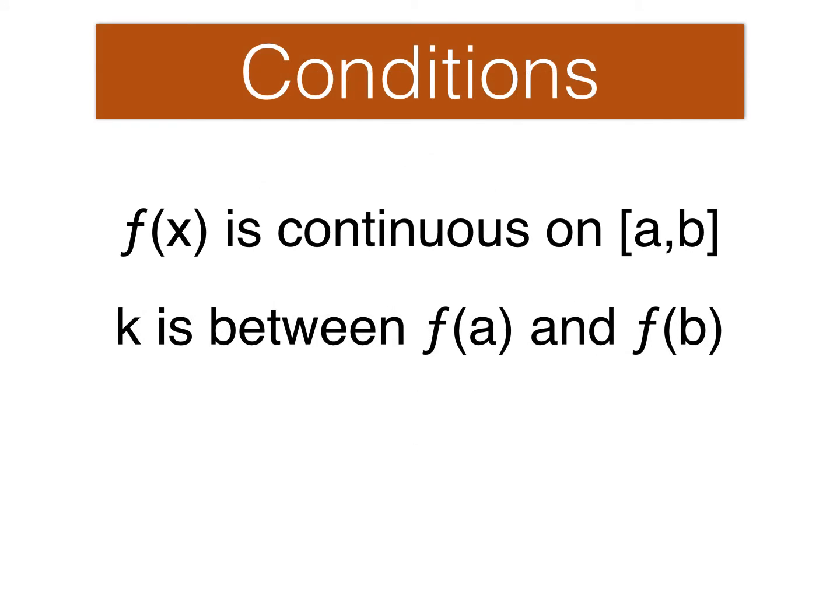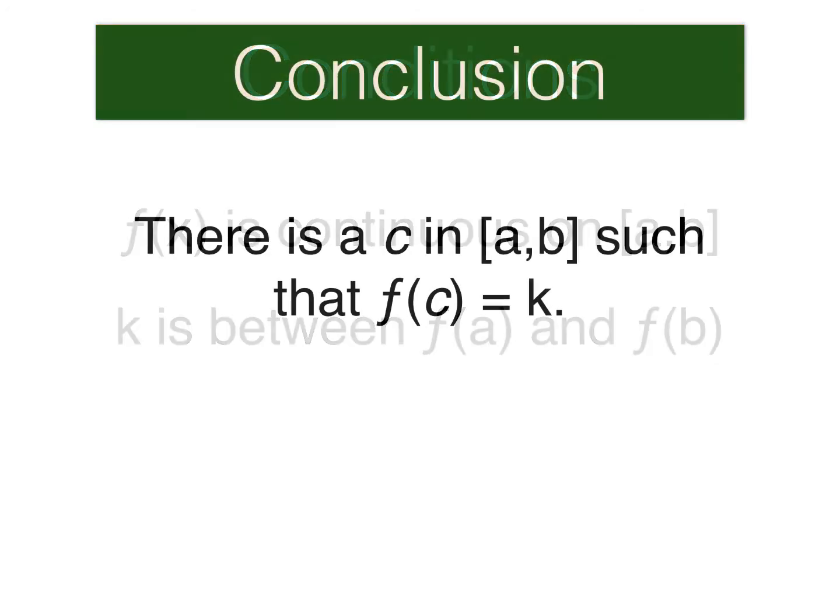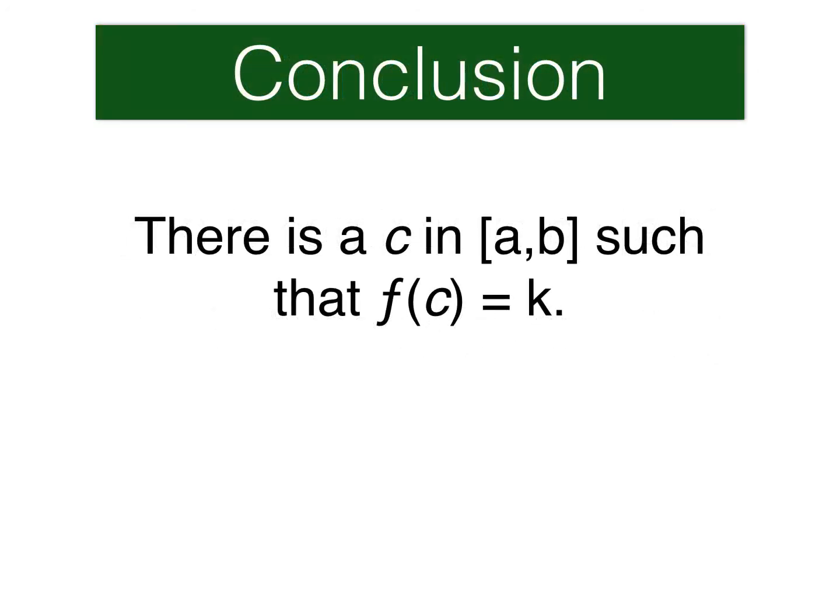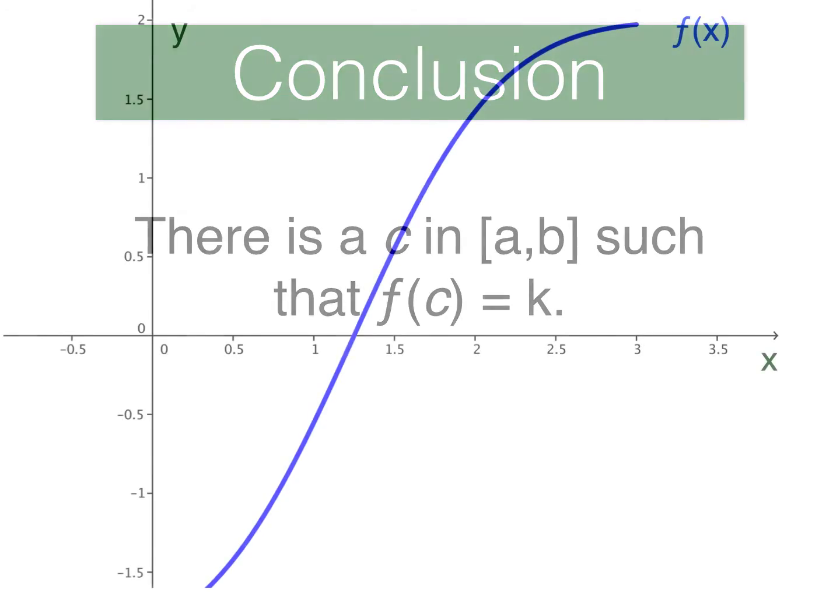The conditions for this theorem are that the function f of x must be continuous on the closed interval ab, and then we choose a value k that is between f of a and f of b. If that's done, then the conclusion of the theorem says that there is a c in the closed interval ab such that f of c is equal to k. So let's look at how we can use this.